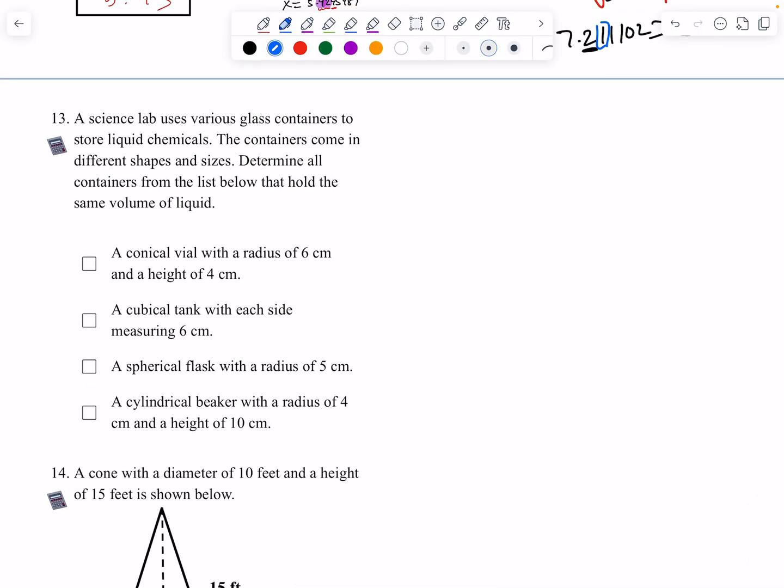A science lab uses various glass containers to store liquid chemicals. The containers come in different shapes and sizes. Determine all containers from the list below that hold the same volume of liquid. So they have to be the same. So which 2 or 3?